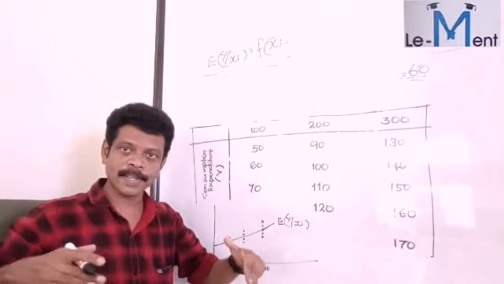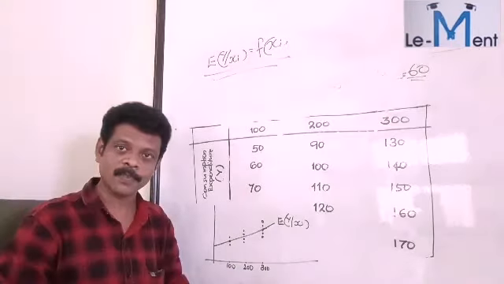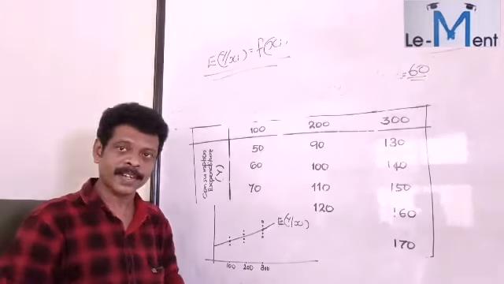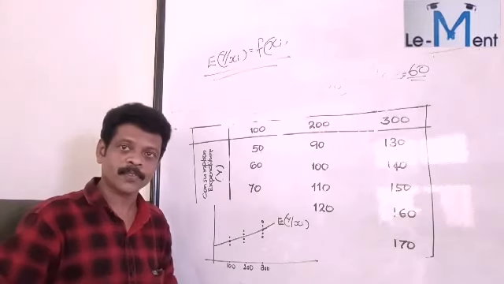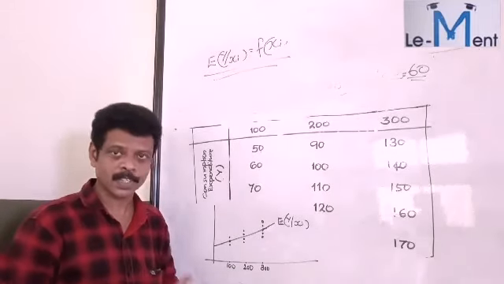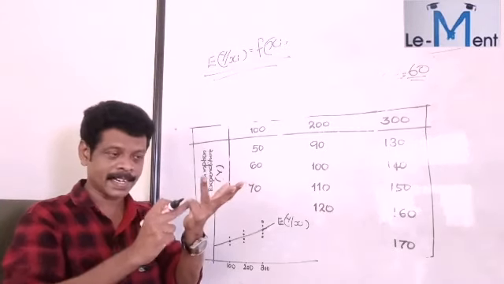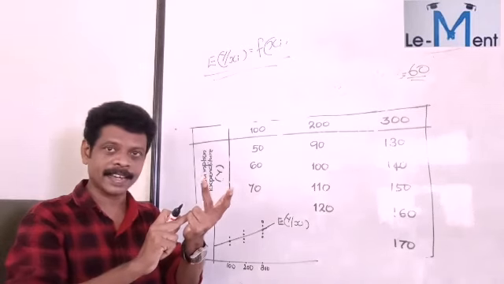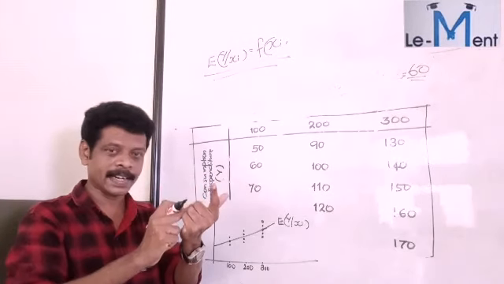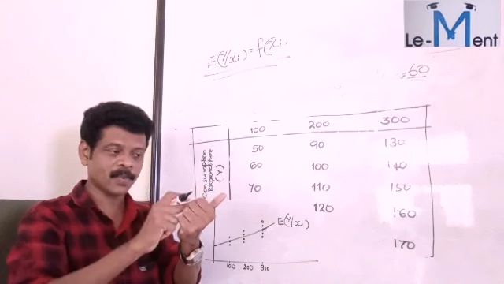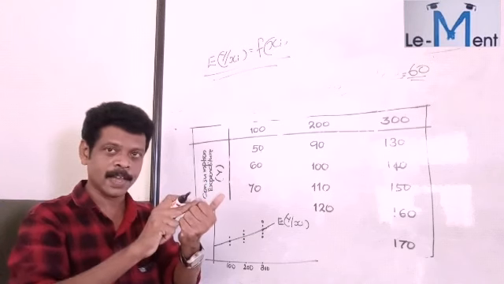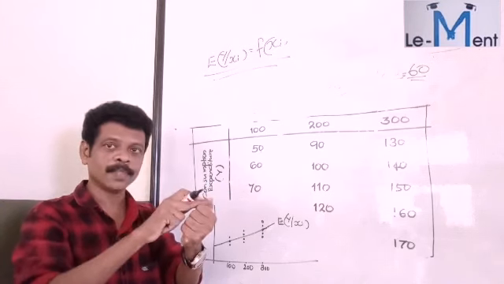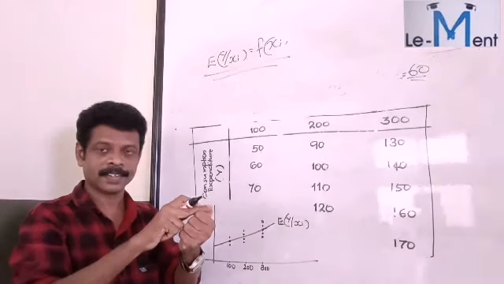Let us conclude by stating the different steps involved in forming the population regression function once more. First we collect data, and on the basis of the data we form a scatter diagram, and we calculate the conditional probability, and we calculate the conditional mean or the expected value, and we form the population regression function. Okay?